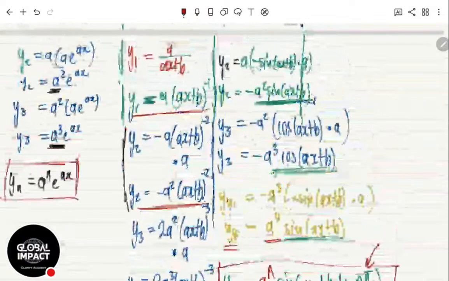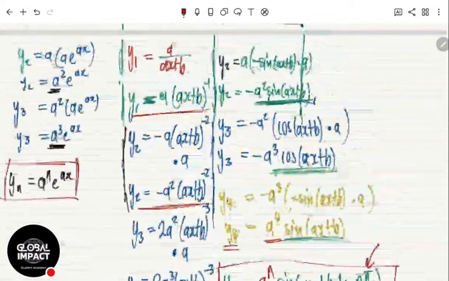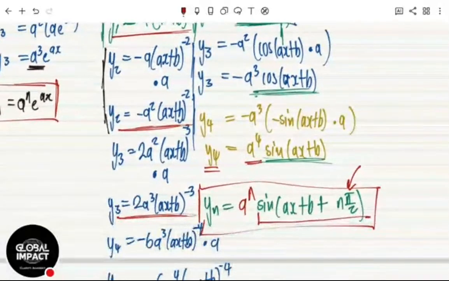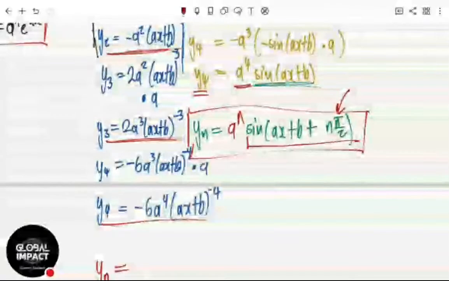Now let's see. y1 is a multiplying (ax + b) to the negative 1. y2 is negative a squared multiplying (ax + b) to the negative 2. y3 is 2a cubed, multiplying (ax + b) to the negative 3. y4 is negative 6a.